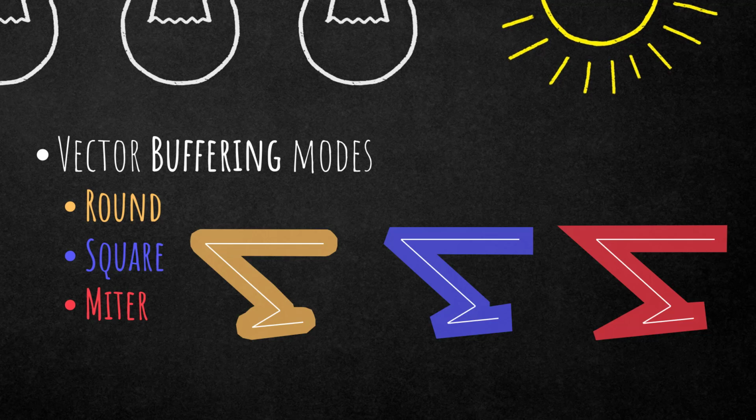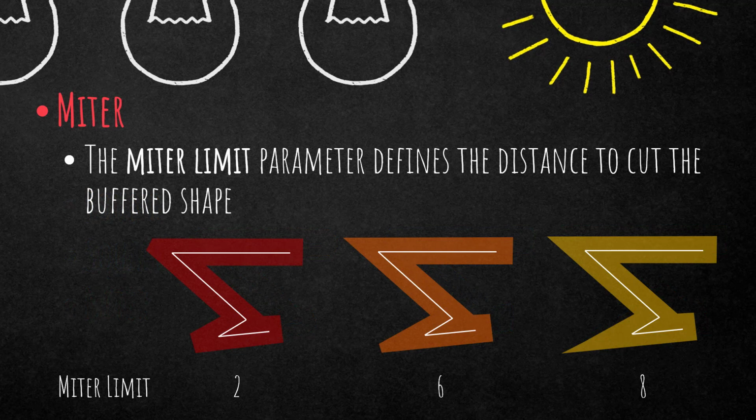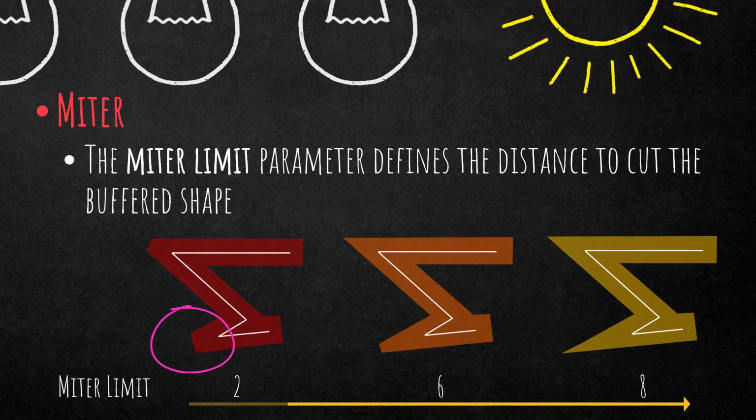All right. One more slide about the miter, because you have more settings here. The miter limit can be defined when you choose the miter as buffer type, and that's a parameter that defines the distance to cut the buffered shape off. If you look at the figures at the bottom, we increase the miter limit from left to right, from 2 to 8, and you see at the bottom of the buffered area that if you set the miter limit to 2, it cuts off the buffer. If we set the miter limit in this case to 8, it doesn't cut the corner here.